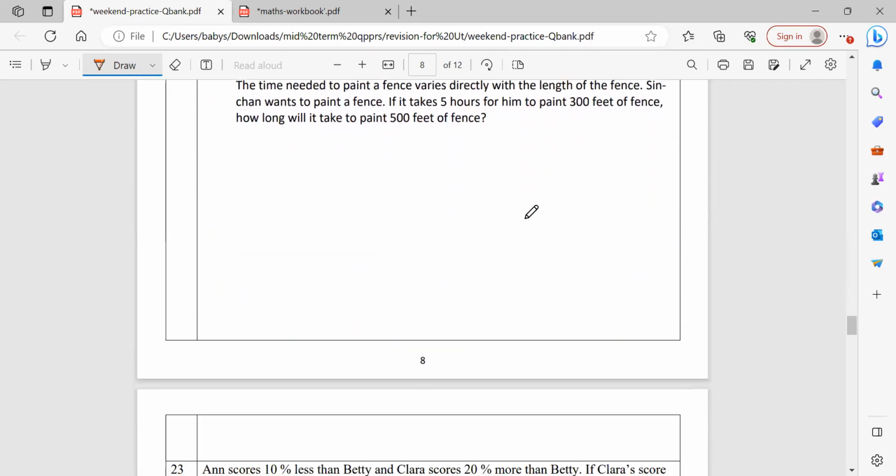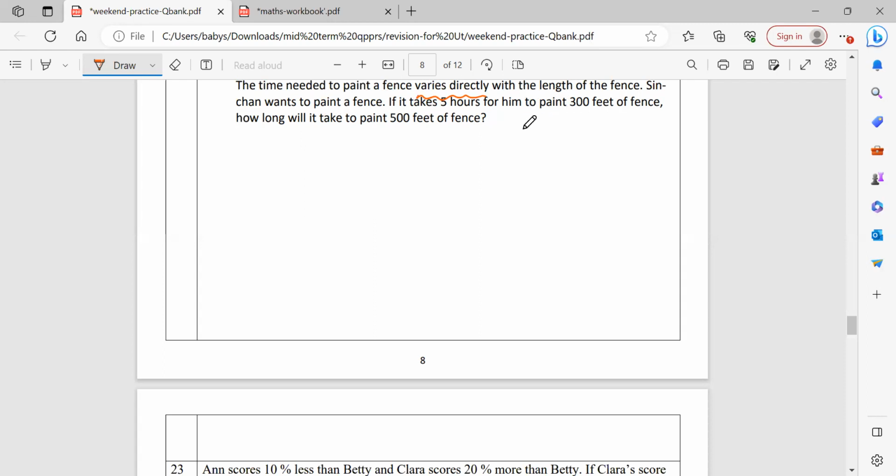Next is the time needed to paint a fence varies directly. So if you look here, the question itself is giving you the hint. It is direct proportion. It varies directly with the length of the fence. Now, Sinchan wants to paint a fence. If it takes 2 hours for him to paint 300 feet of fence, how long will it take to paint 500 feet of fence?